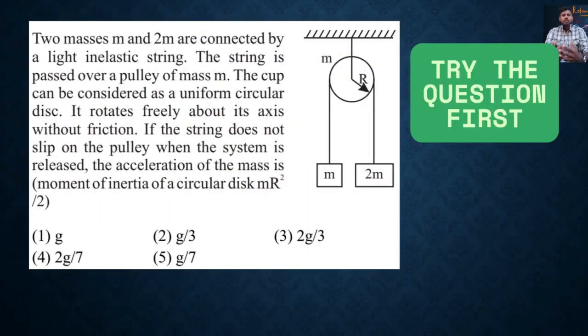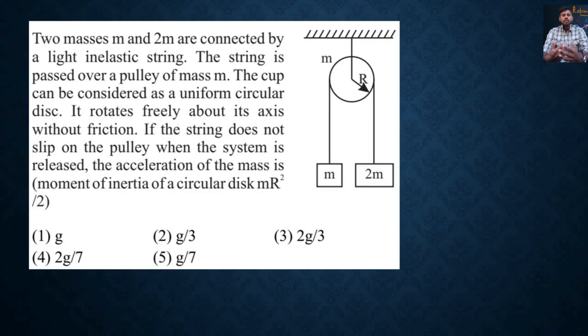Alright students, moving into our very first question. See, we have two masses right over here. Two masses m and 2m are connected by a light inelastic string. The string is passed over a pulley of mass m. The pulley can be considered as a uniform circular disc. It rotates freely. Yes, just like we discussed earlier, it's a rotation question.